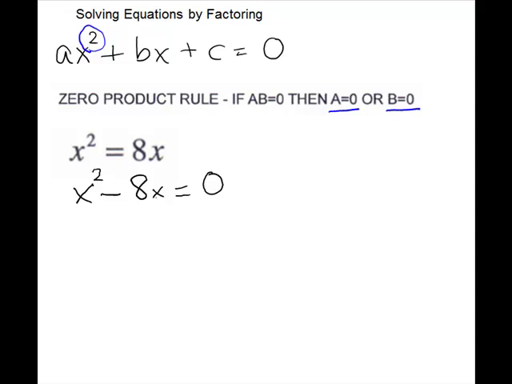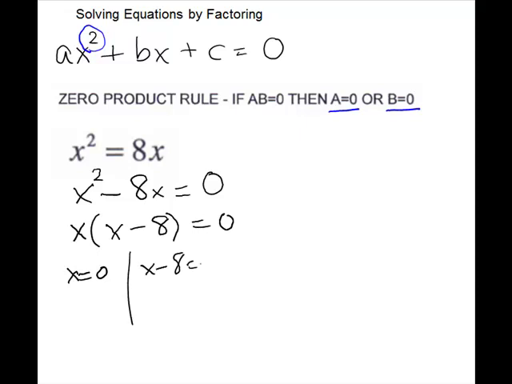You're going to need to do a GCF here. You couldn't do squares or anything like that because of this x. But you have x in both terms, so do a GCF. So x times x minus 8 equals 0. Then we're set. Here's our a, here's our b. So either x equals 0 or x minus 8 equals 0. The first one's already solved. 0 is a number. The second one, add your 8 to both sides. So we have 0 and 8.